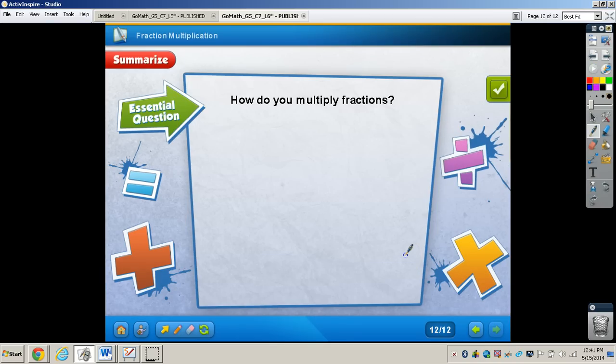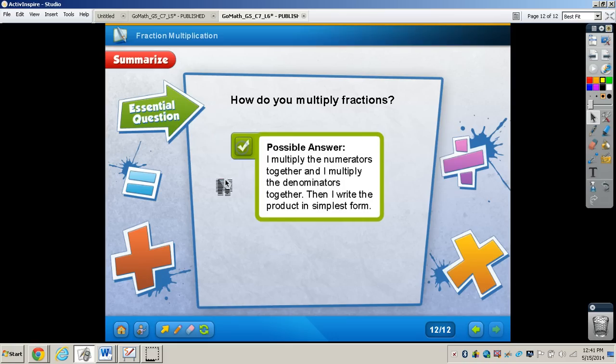Now, the essential question: how do you multiply fractions? We found throughout this video that what you can do is multiply the numerators together, multiply the denominators together. Then write the product in simplest form. So this concludes the video on fraction multiplication.